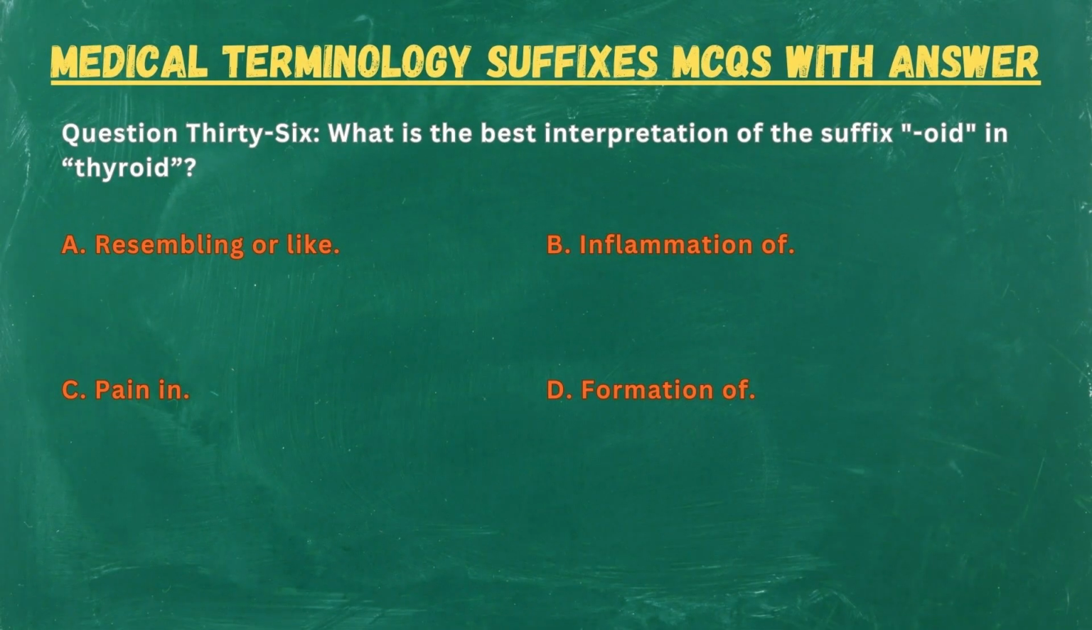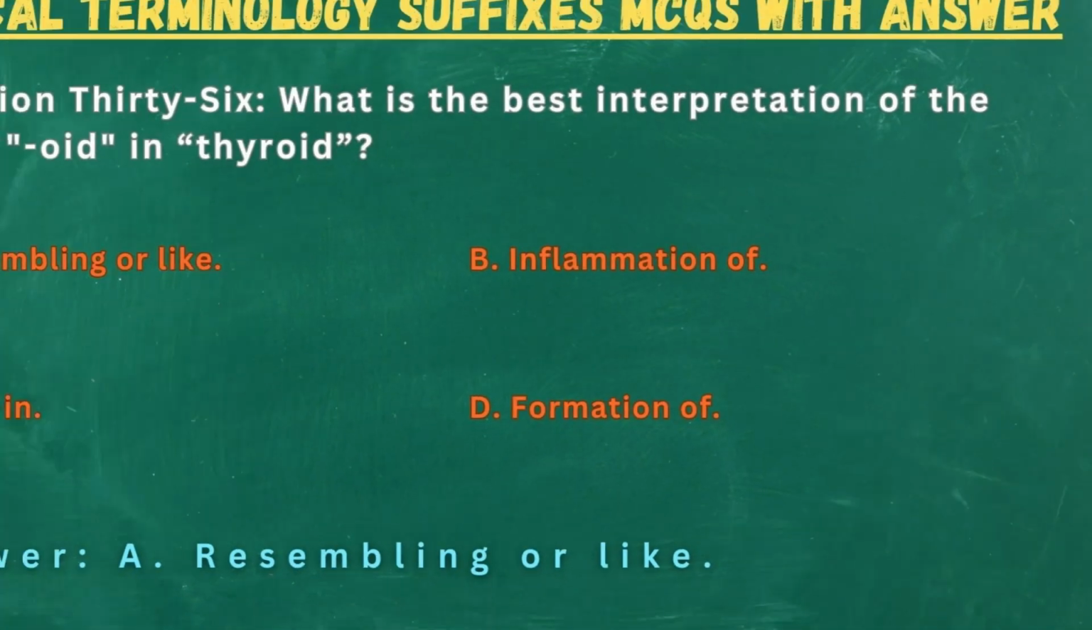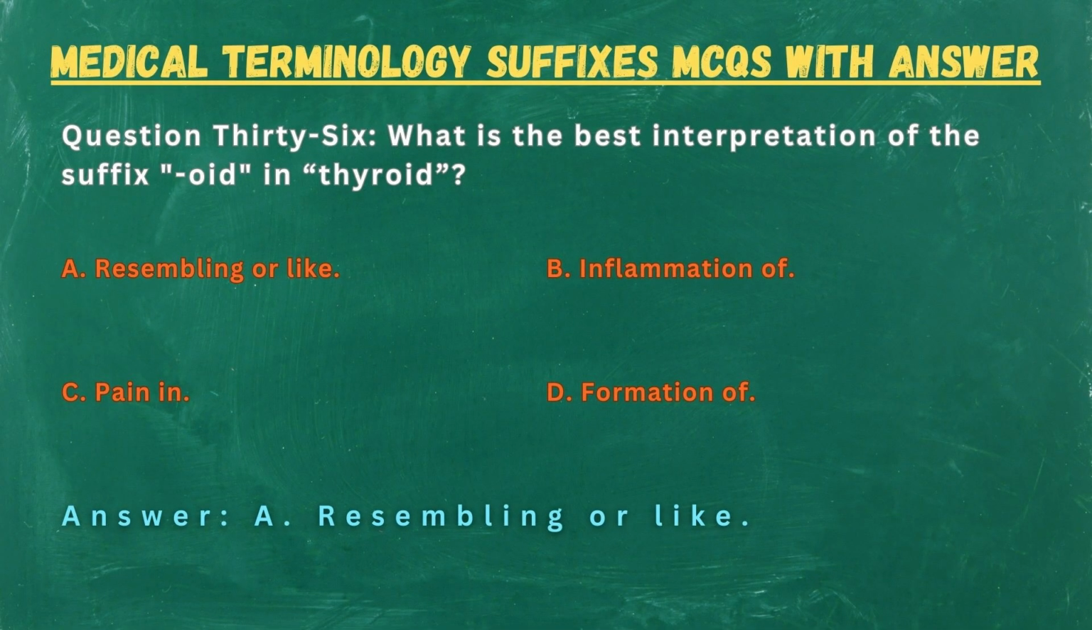Question 36. What is the best interpretation of the suffix oid in thyroid? A. Resembling or like. B. Inflammation of. C. Pain in. D. Formation of. Answer A. Resembling or like.